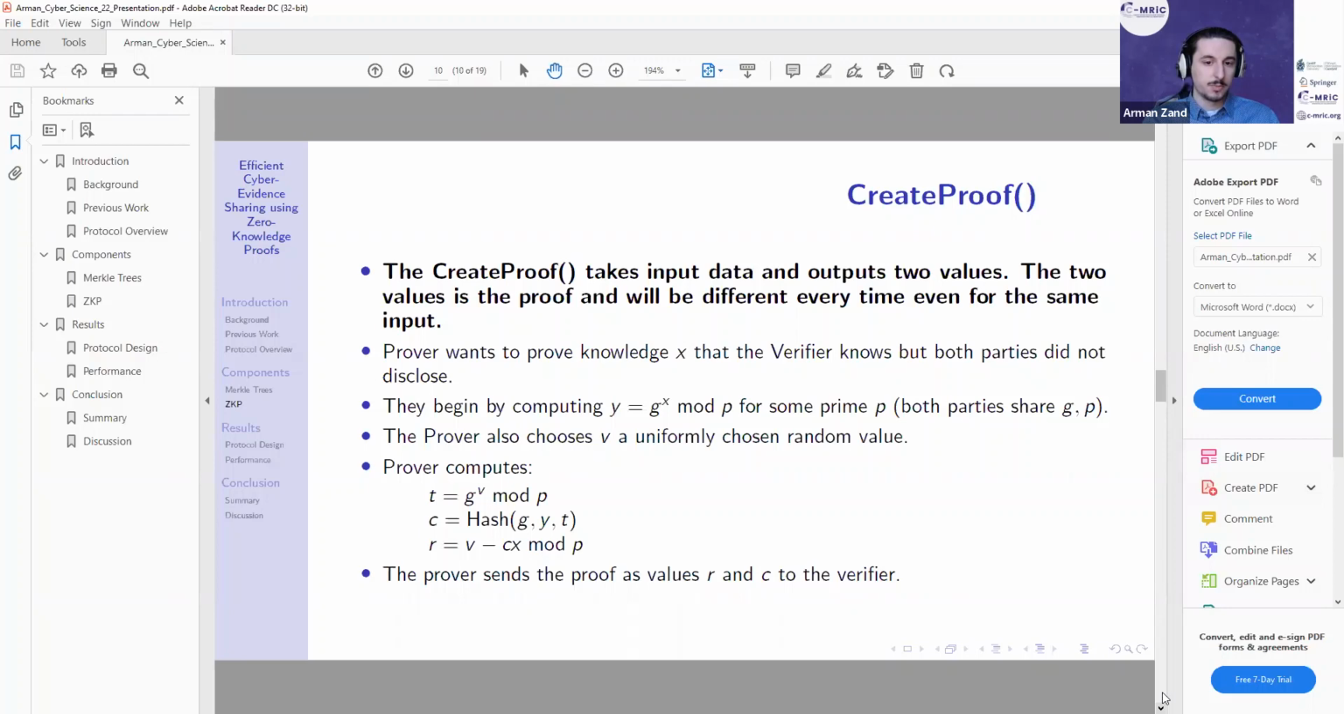But with this random value that the prover chooses, it computes values R and C, and that is what makes up the proof, as you can see. And also just a quick note here is that the computed C is a hash of the concatenated values of G, Y, and T. And yeah, next slide, please.